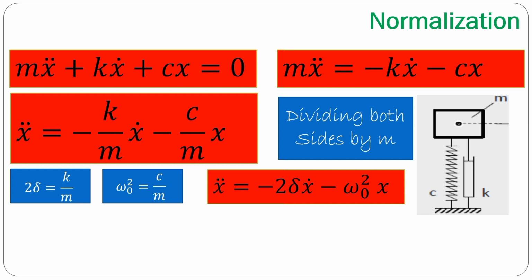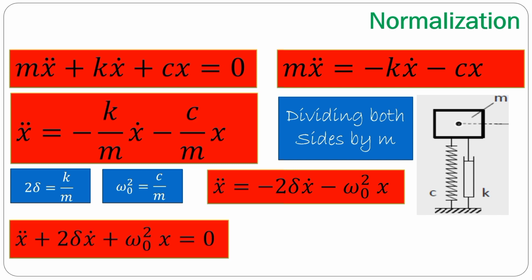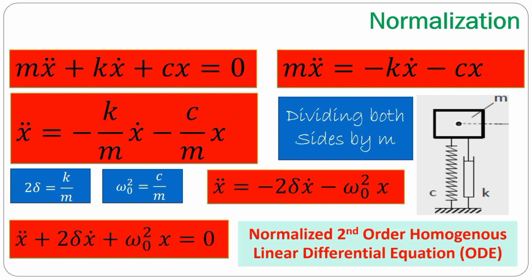Now, the equation looks like x double dot equals minus 2 delta times x dot minus omega naught squared times x. We can move the right-hand side to 0 by moving 2 delta x dot plus omega naught squared times x to the left side. You will see that the three parameters k, m, and c are now replaced by just two parameters, delta and omega naught. This means that the differential equation can cover different models, which are based on different values for m, k, and c, but with the same values for delta and omega naught.